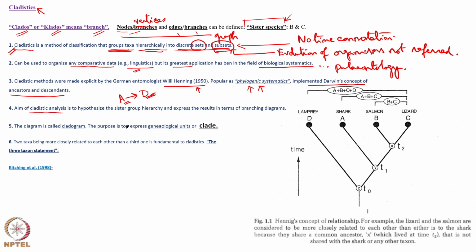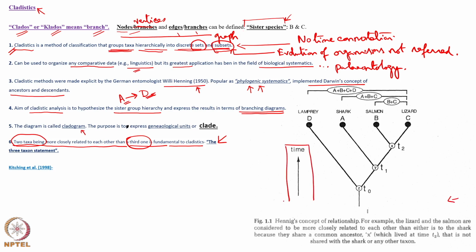What is the aim of cladistic analysis? The aim is to hypothesize the sister group hierarchy and express the results in terms of branching diagrams. These diagrams are known as cladograms. The purpose is to present the different units, also known as clades. Through cladistics, we show that two taxa can be more closely related to each other than a third one, and this is the fundamental of cladistics. The statement that two taxa are more closely related than a third one is known as the three taxon statement.